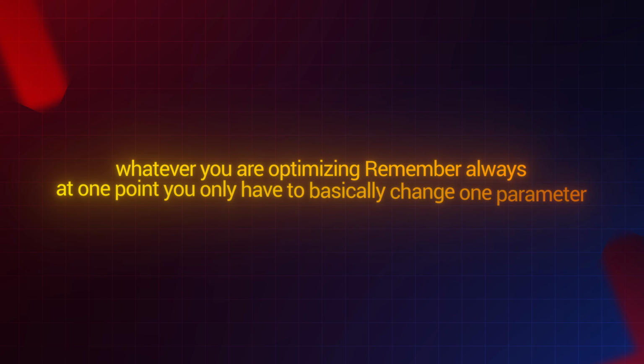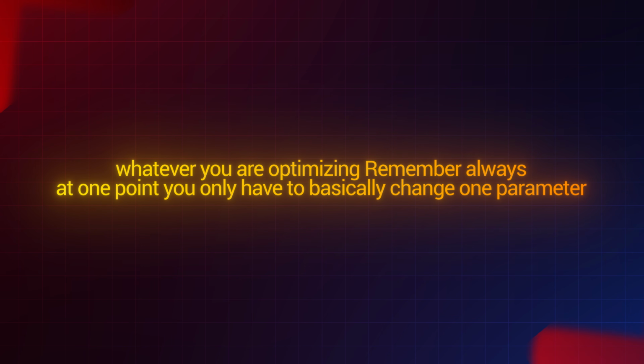Rule number 2 is whatever you are optimizing, remember always, at one point, you only have to change one parameter. You cannot go and change your ROAS target and switch all your creatives at the same time. Even if it works or doesn't work, you will not have any learning. You wouldn't know what caused what. So always you have to be a bit patient if you're a new advertiser. You have to change one by one. And that is when, with any experiment, you will have a learning. This creative works, this type of creative doesn't work. ROAS at this point works, this doesn't work.